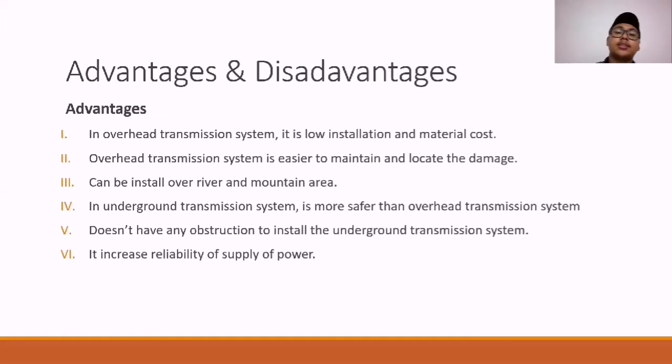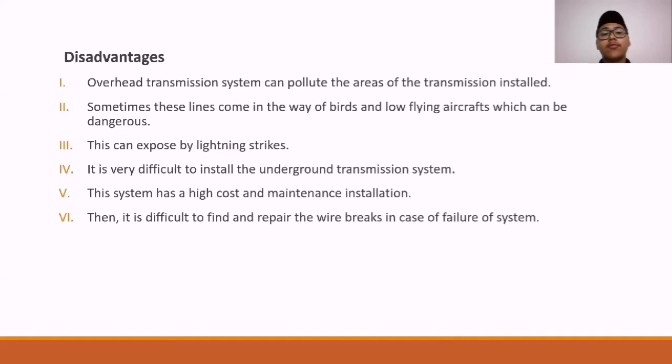Next, we will talk about the disadvantages of transmission lines in the two systems, overhead transmission system and underground transmission system. Let's see first the overhead transmission system. The overhead transmission system can pollute the areas where the transmission is installed. It is because during the installation work, it may cause river pollution or water pollution. So it is not good for the environment.